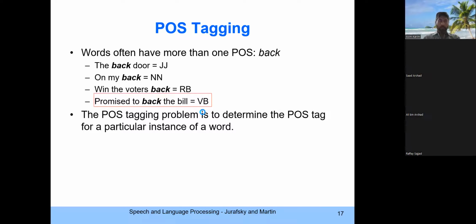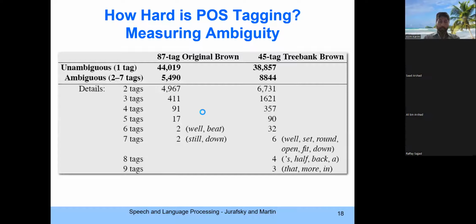So we have discussed this before as well. Words may have multiple POS, and there's one example given here regarding the word back. It could be an adjective, it could be a noun, and so on. So the proper tag of a particular word would depend on the context in which it appears in a sentence. And that's why POS tagging can be hard or challenging. Because of this, POS tagging is hard and ambiguous.